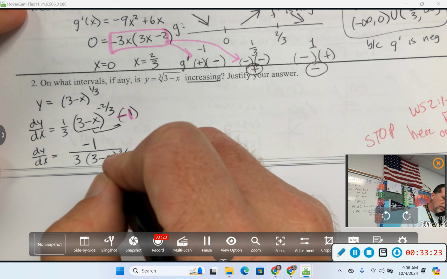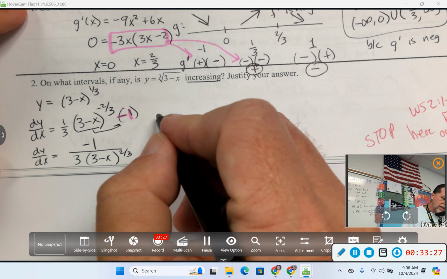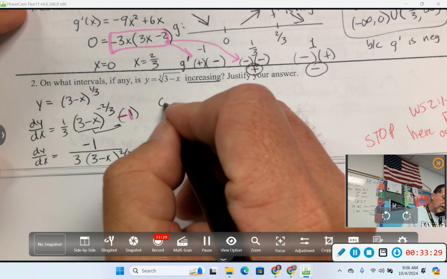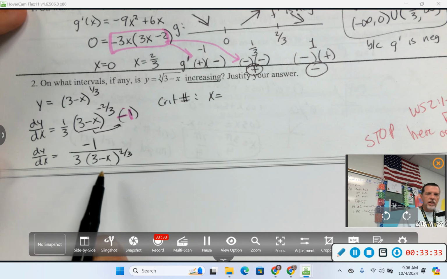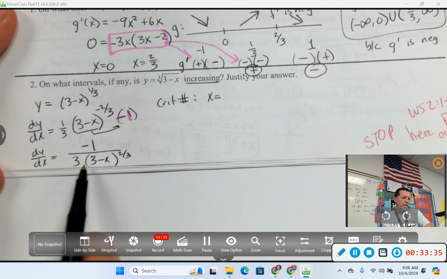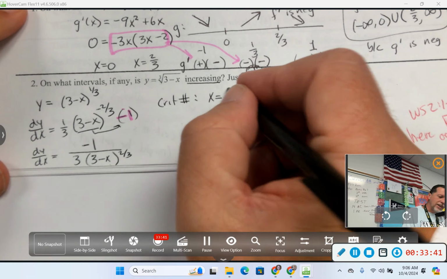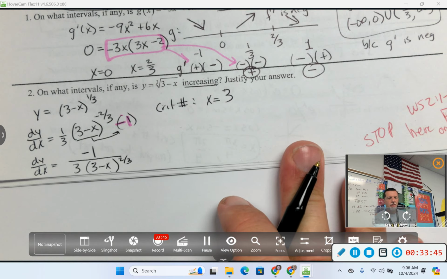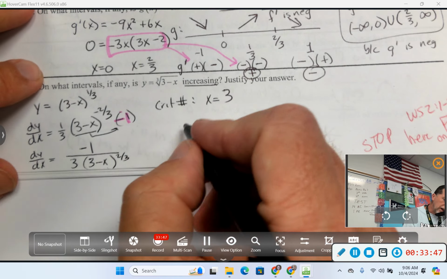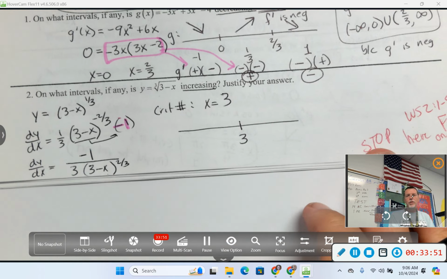Okay, so what is going to make this zero or undefined? Like, what's my critical number going to be? What value of x would make this thing zero or undefined? 3. And it kind of doesn't matter if it's zero or undefined. It's undefined, but either way, it's a critical number, so x equals 3 is the only thing I'm worried about. This is kind of nice. It means I only have 2 intervals to check.